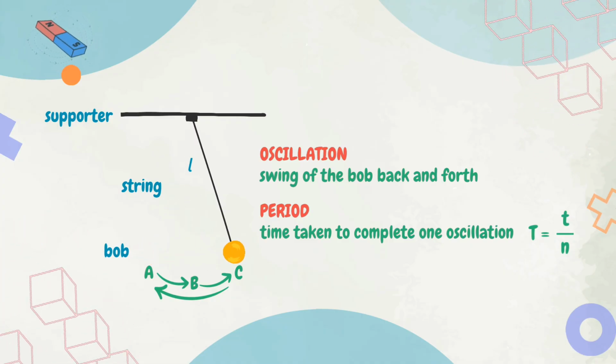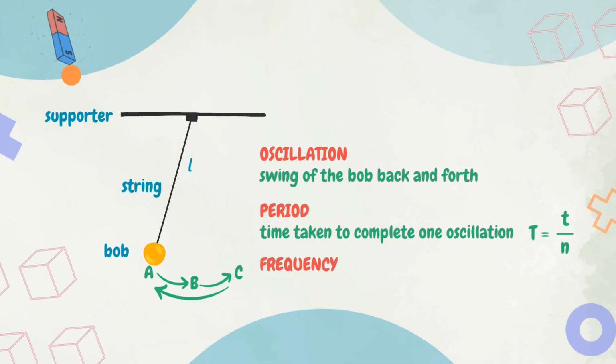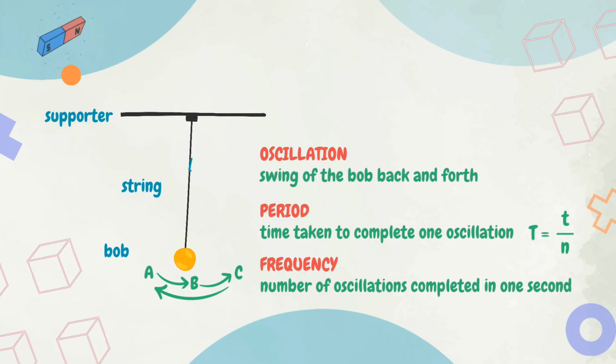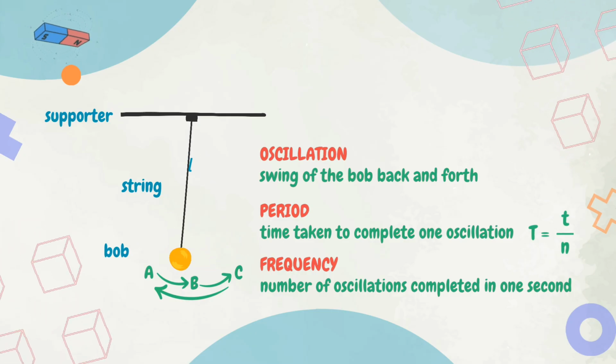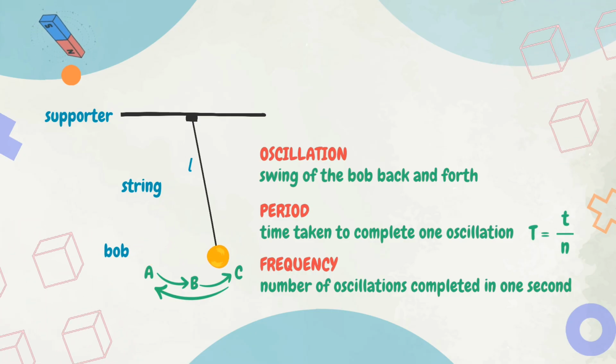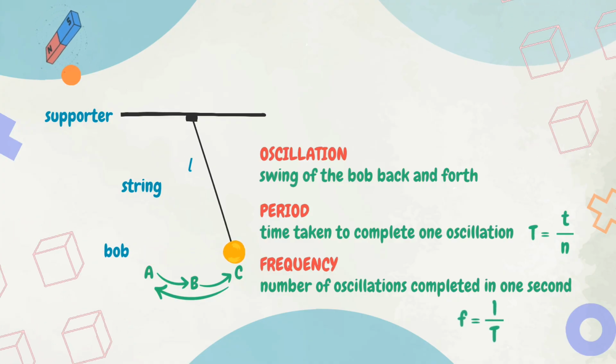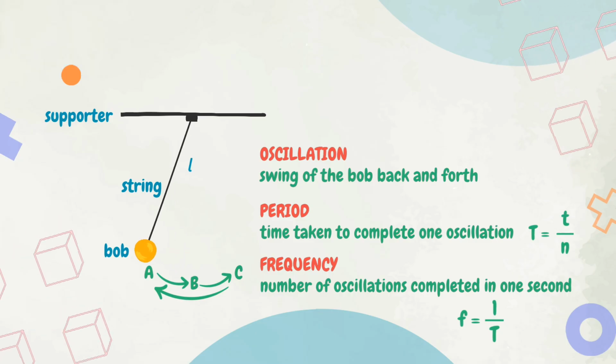The other term used to describe the pendulum is frequency. The frequency of the pendulum is the number of oscillations completed in 1 second. Frequency is measured in hertz. The formula for calculating frequency is f = 1/T, where f is the frequency of the pendulum and T is the period of the pendulum.